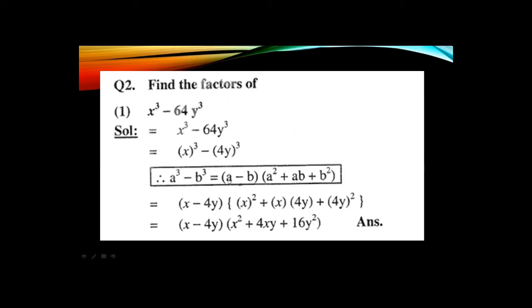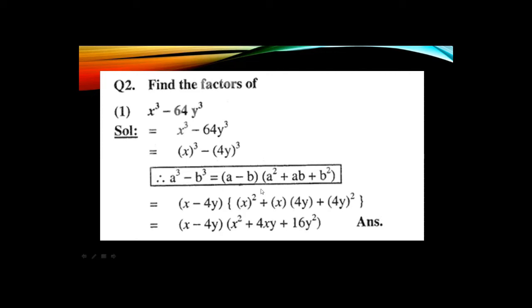So in this, instead of a, what are we going to put? We are going to put x. a means x and b means 4y. So this is the formula and these are the values. a means x, b means 4y. Now just put the values and get the answer. a minus b: a means x, and instead of b we will put 4y.